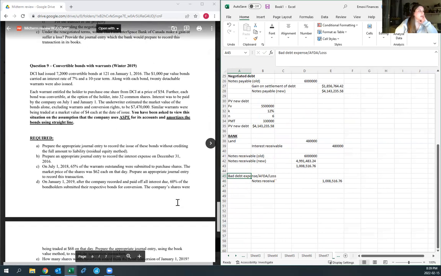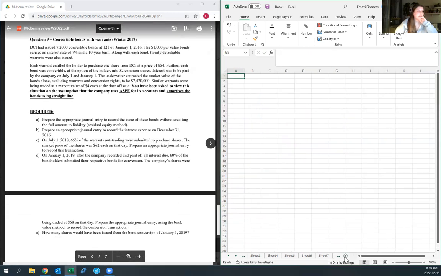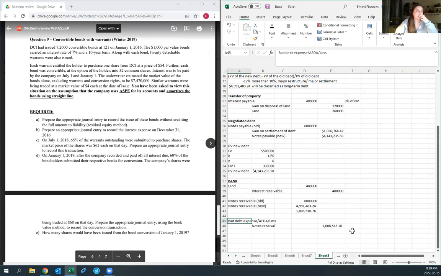And the last question, question 9, for convertible bonds with warrants. So before I move on, if you want to take a... I forgot to put it on here. So here you use the old rates. All right, so question 9.